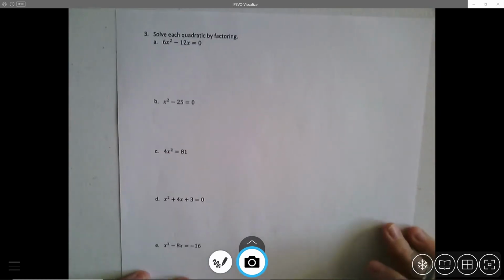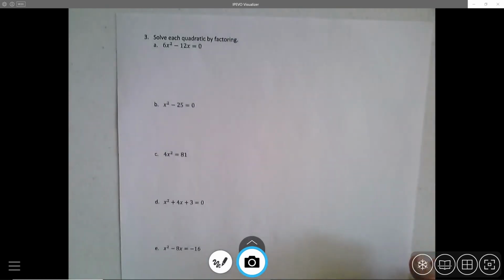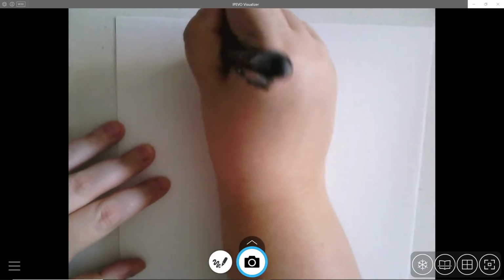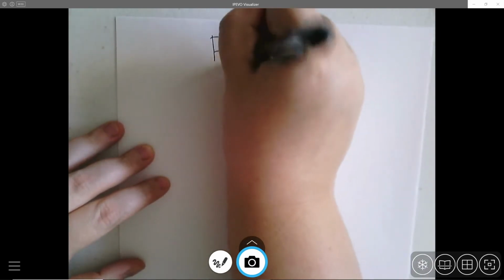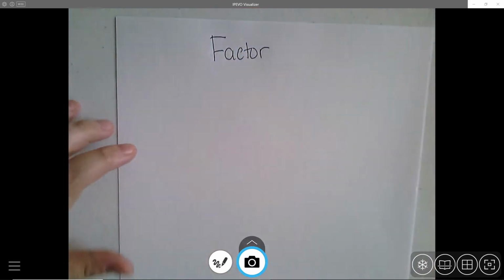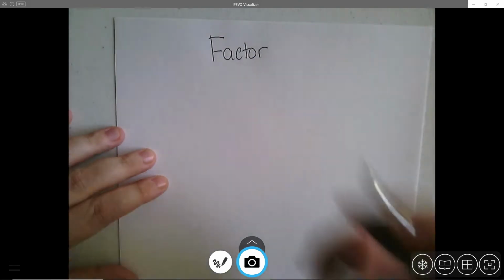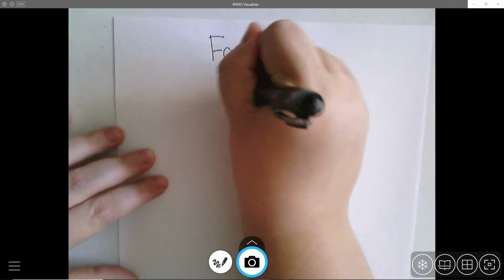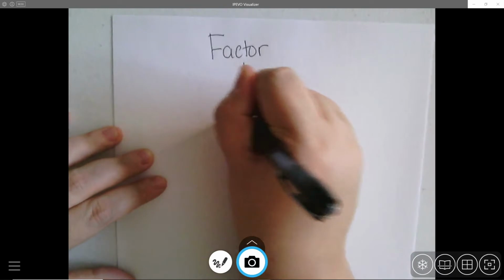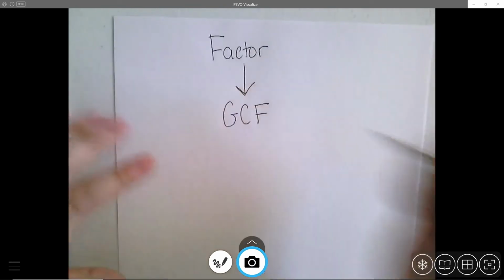So here on this first problem, let's build our graphic organizer together. When looking at problems that tell you to factor, remember factor is up on top. When they tell you to factor, the first step in factoring is to always factor out a GCF.